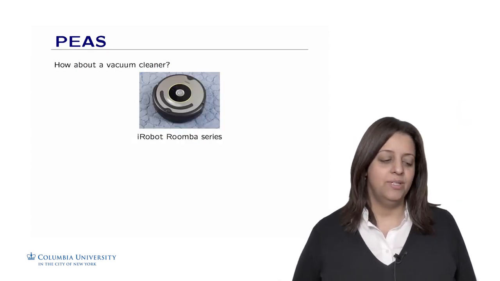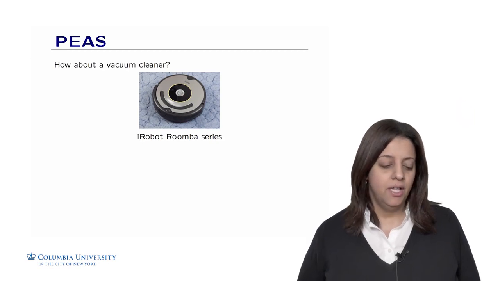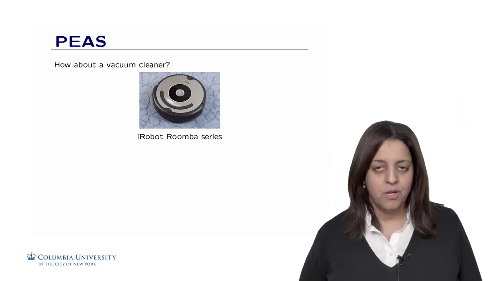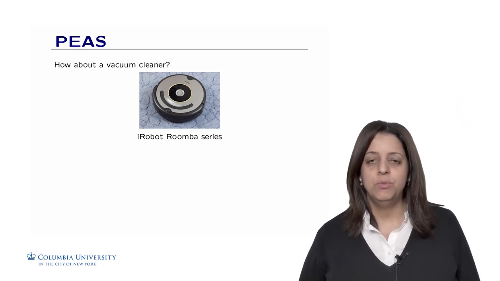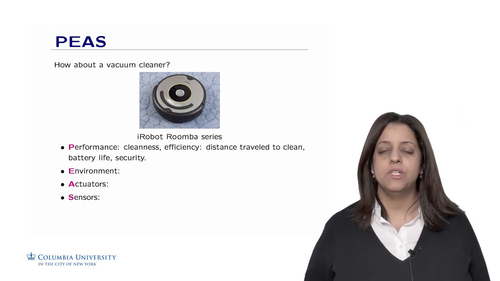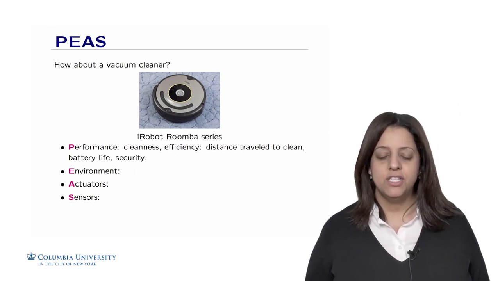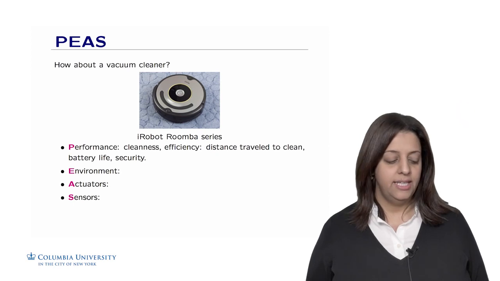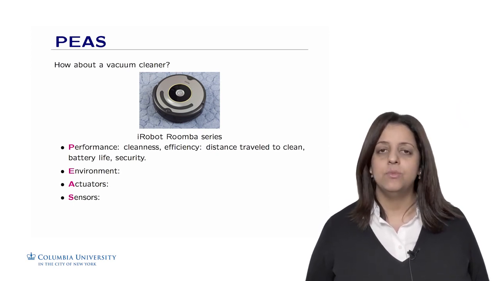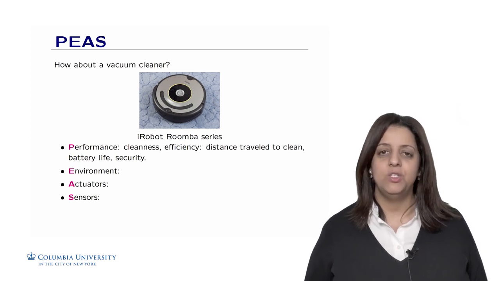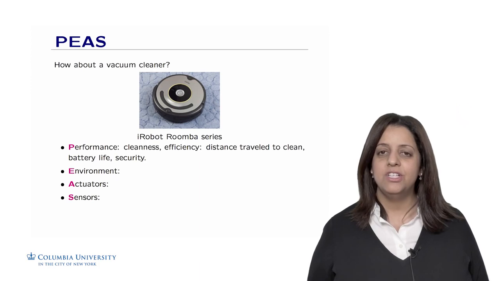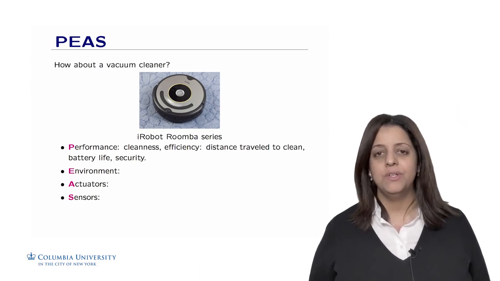As a second example, let's take the vacuum cleaner. You are probably familiar with the iRobot Roomba series that started about 10 years ago, which you could put in your room to clean the floor. The performance of a vacuum cleaner could be measured in terms of cleanliness of the room, efficiency, that is the distance traveled to clean, or the battery life. You care also about performance in terms of security. You are putting a device in your room that has eyes, it has cameras, and it is potentially connected to the Wi-Fi or internet, and you don't want this to be hacked.